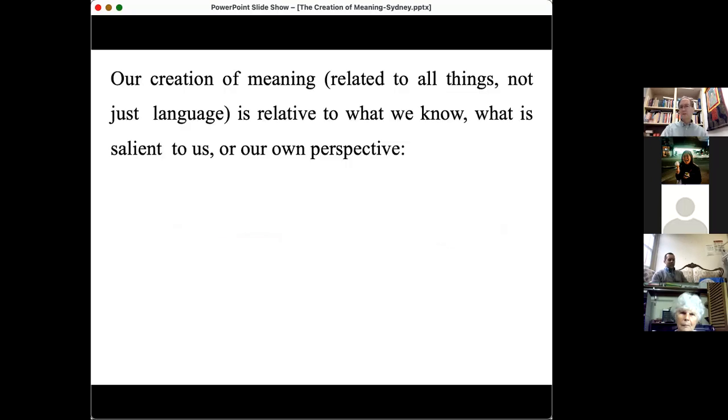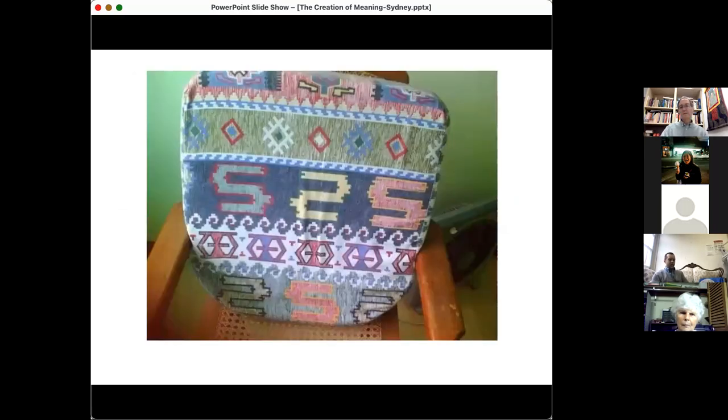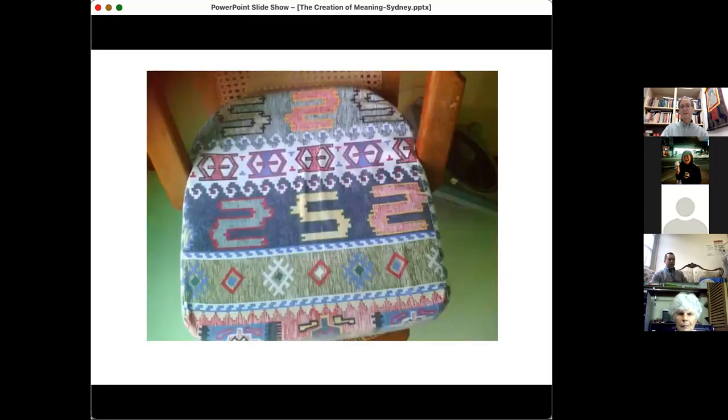And our creation of meaning, related to all things, not just language, because again, I'm speaking very generally, is relative to what we know, what is salient to us, and our perspective. So, for example, these were cushions I had in my house in the Philippines some time ago, and when people would see this, they would often say 525 if they look at it from this perspective. But then if they looked at it from a different perspective, they'd say 252. So whether you look at it from one angle or another, you create totally different meaning. It shows that the meaning is not in the form itself. In fact, these are not really numbers at all. But when we see something, we try to make sense out of it if we can. In this case, if you happen to know Arabic numerals and these images seem similar to Arabic numerals, we will try to create meaning out of it in that way.